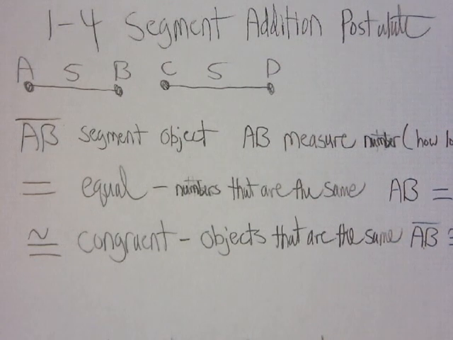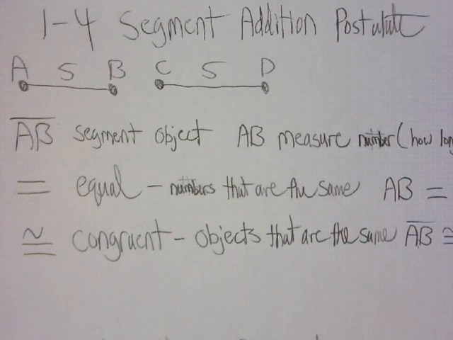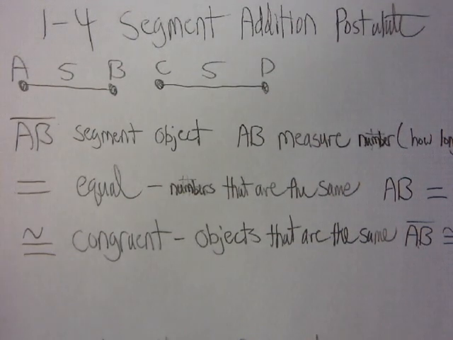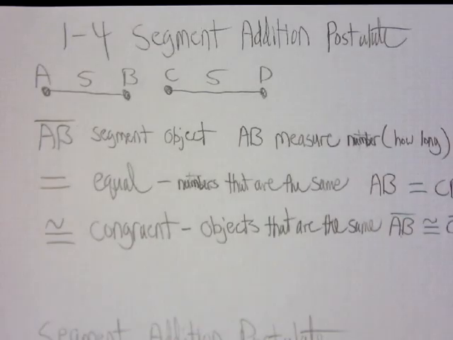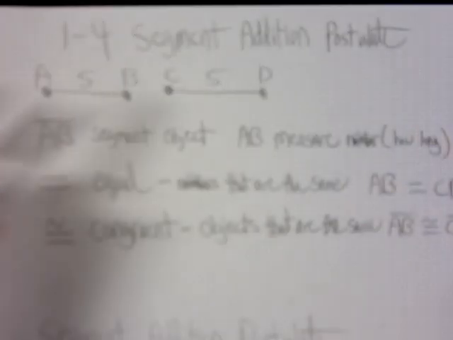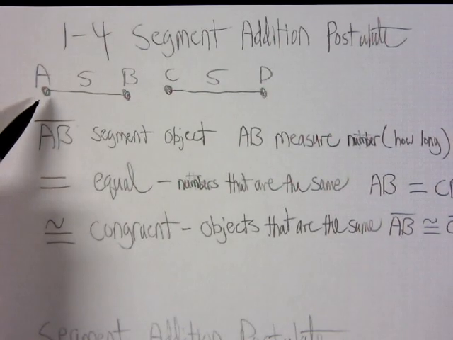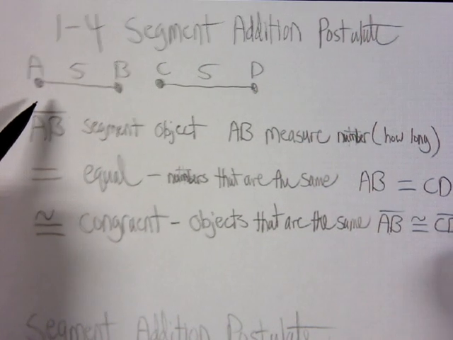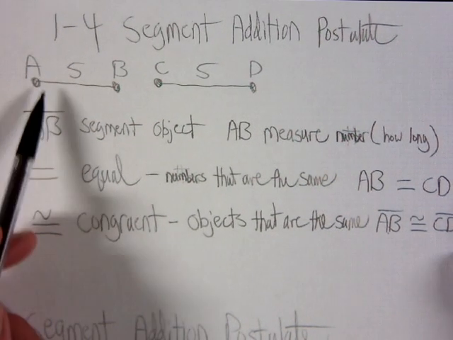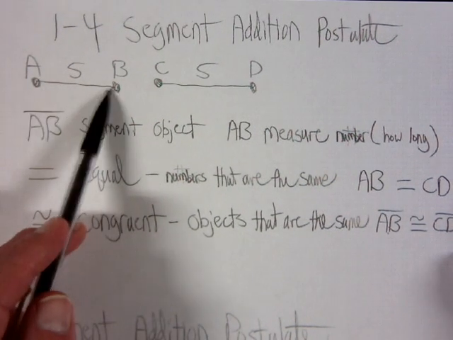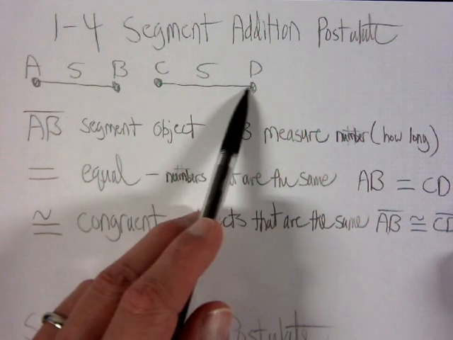Okay, in this section, 1-4, we are looking at the topic of the segment addition postulate. Before we get into the segment addition postulate itself, we need to talk about a little bit of background information. Suppose I'm looking at these two segments. Based on the lesson that we had last time, we know that this is segment AB, and this segment is segment CD. So we're looking at two segments.